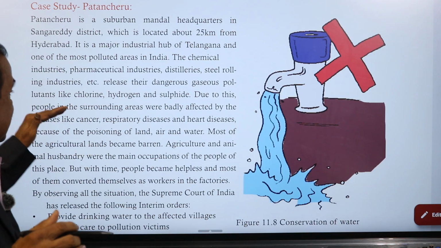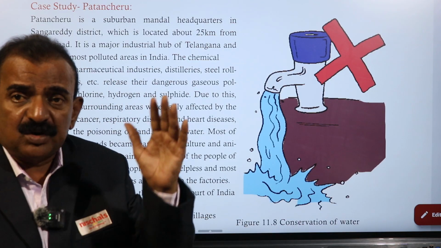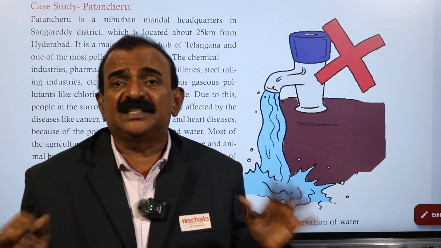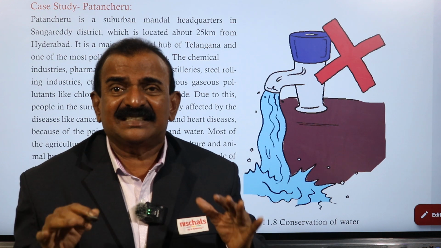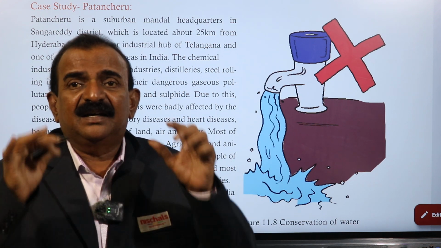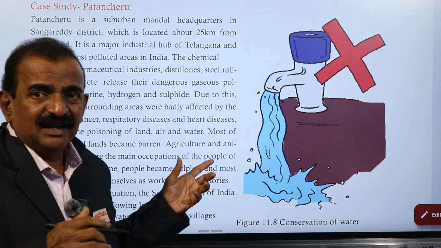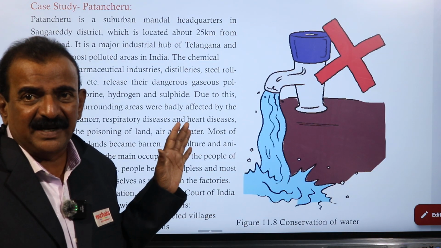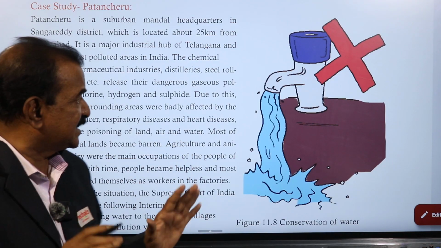Due to this, the people who are living in this area are badly affected, and most of them are suffering with lung diseases, respiratory diseases, and many of them are getting cancers. These diseases are caused by the pollutants present in the air. That is the reason this area became barren, and people are not doing irrigation, not practicing animal husbandry, and have become workers in industries.